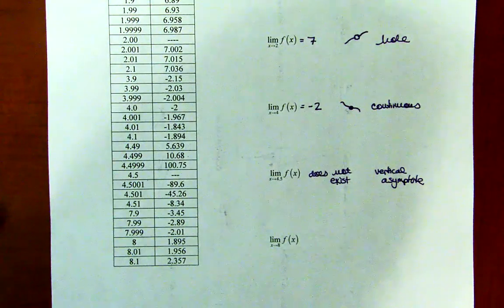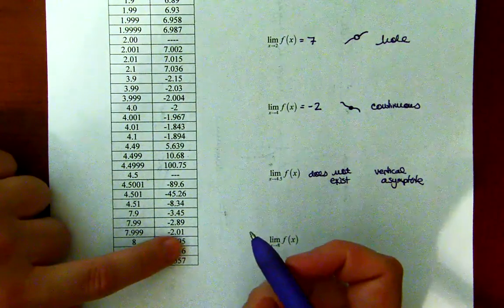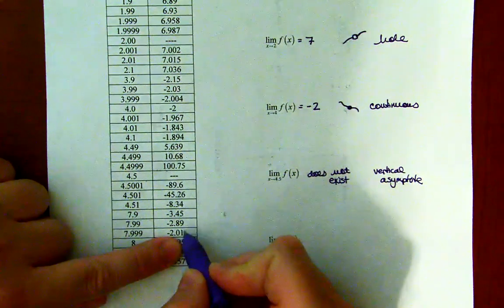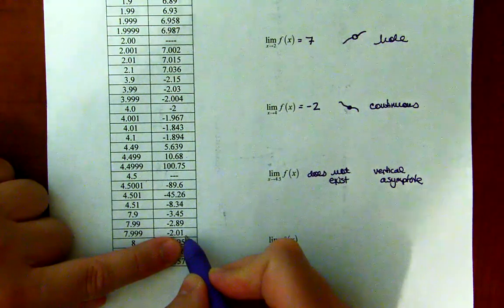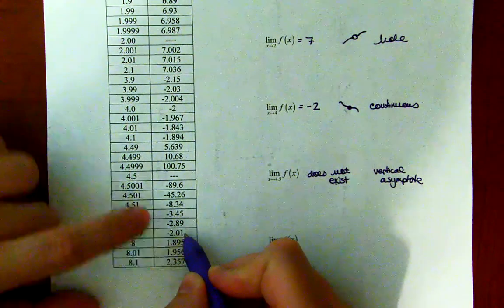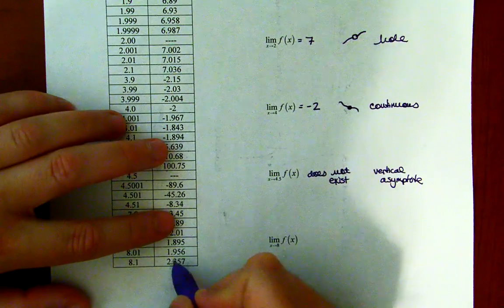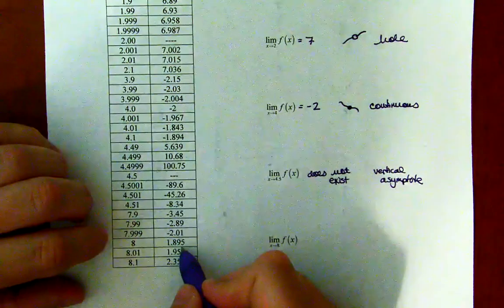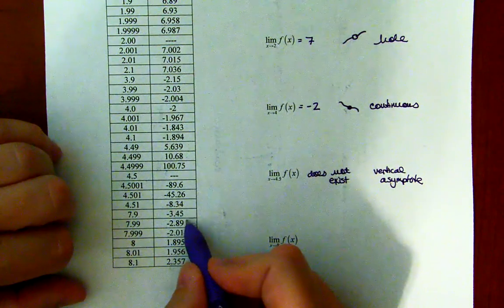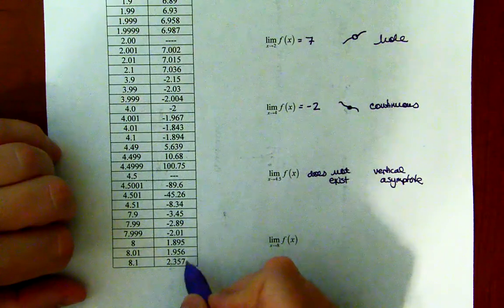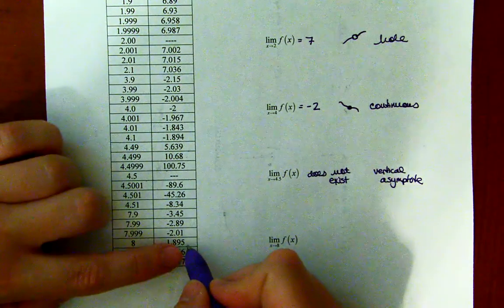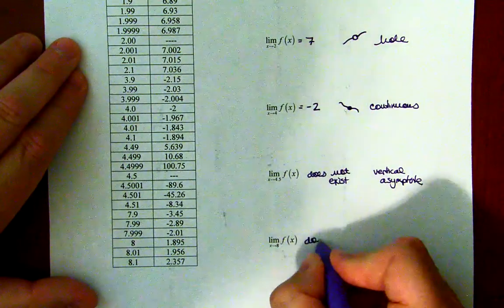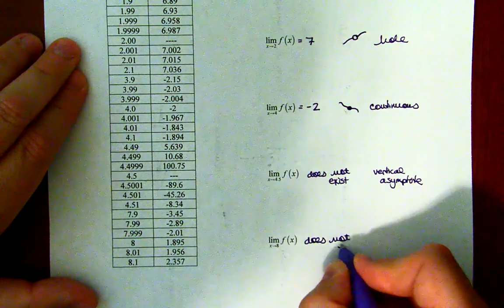Finally, taking a look at the limit as x approaches 8. Again, I don't care about what's happening right there at x equals 8. When I'm to the left, negative 3.45, negative 2.89, negative 2.01, I don't know, maybe I'm getting close to negative 2. From the other side, 2.357, 1.956, 1.895, really not sure, but it's not negative 2. And these y values are not going way up or way down very quickly. Either way, I'm approaching different things from the two different sides, so the limit will not exist. And there's a jump there.